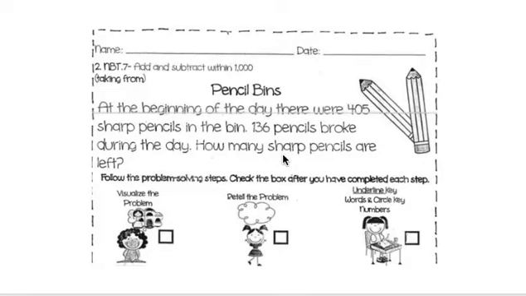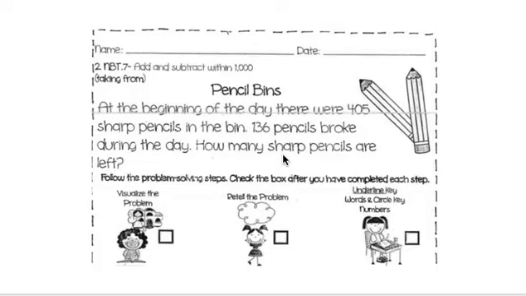D28 Math. Our word problem today is called Pencil Bins. At the beginning of the day, there were 405 sharp pencils in the bin. 136 pencils broke during the day. How many sharp pencils are left?